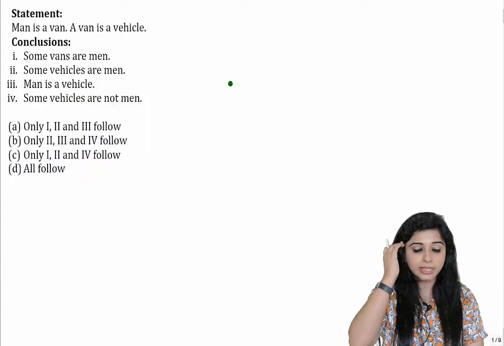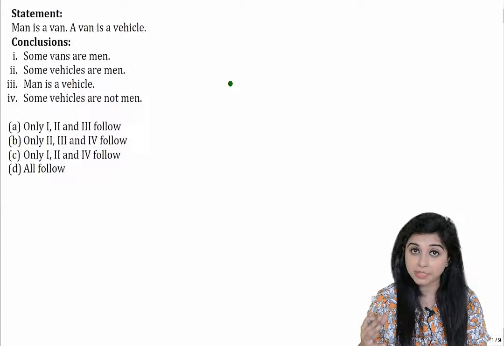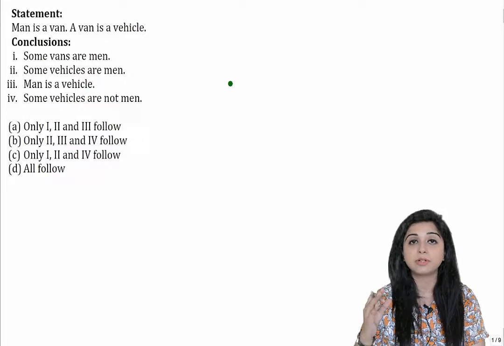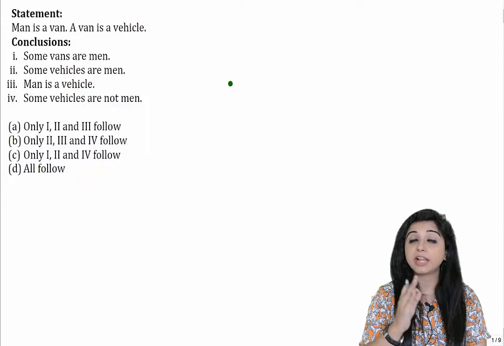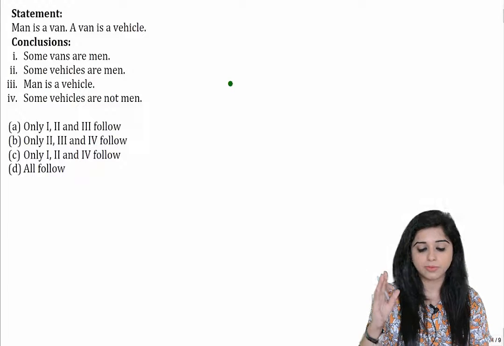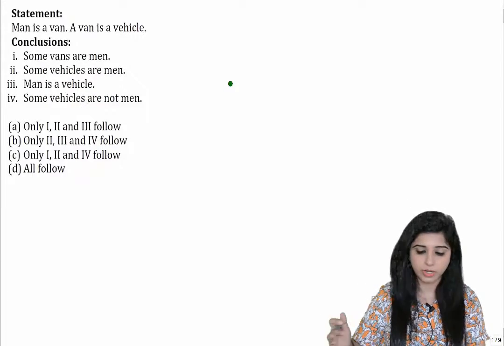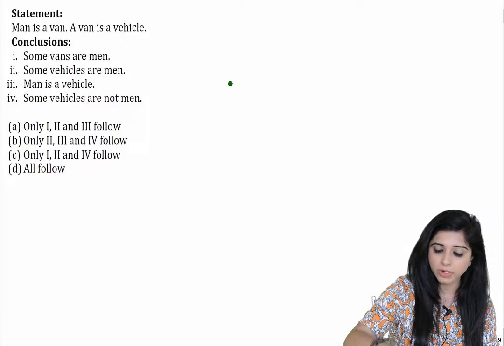Now you'll say, Sonal, there's no all, there's no some over here. So how do we represent this? Remember it as a rule. If there is nothing given, then it is an all statement, right? So when we say man is a van, what we mean is that all man is all van. Okay, so let's try and represent this. How are we going to represent it?